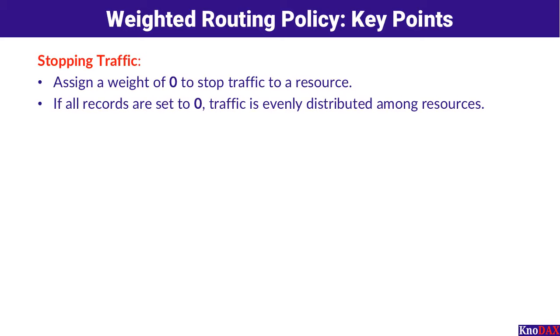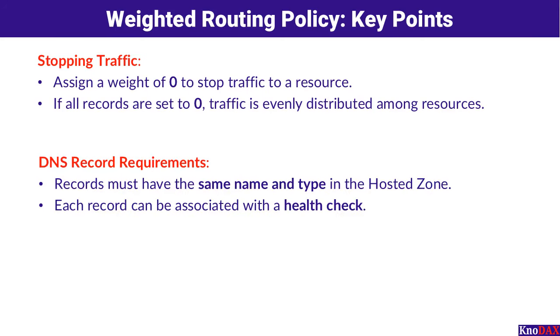Let's explore some key points about the weighted routing policy in Amazon Route 53. To stop sending traffic to a specific resource, you can assign it a weight of 0. Interestingly, if all records are assigned a weight of 0, traffic is distributed equally among all associated resources. For DNS configuration, all records in the hosted zone must have the same name and type. Additionally, each record can be associated with a health check to ensure only healthy resources receive traffic.